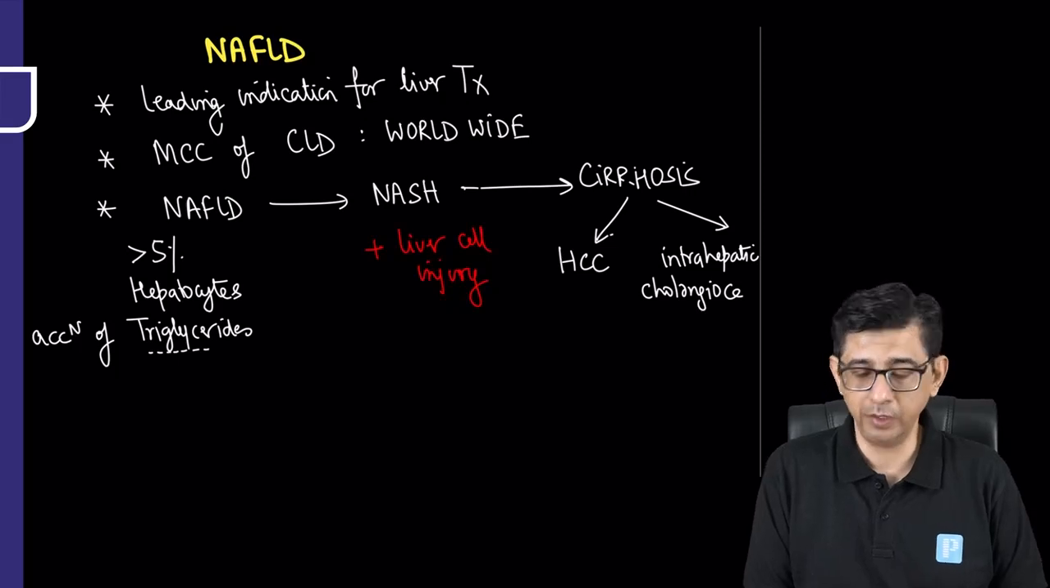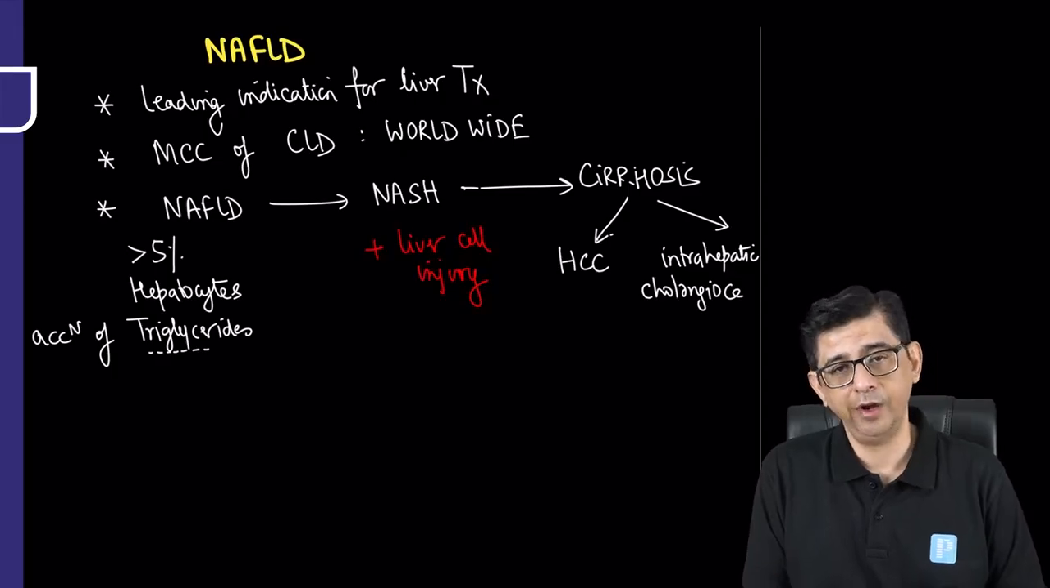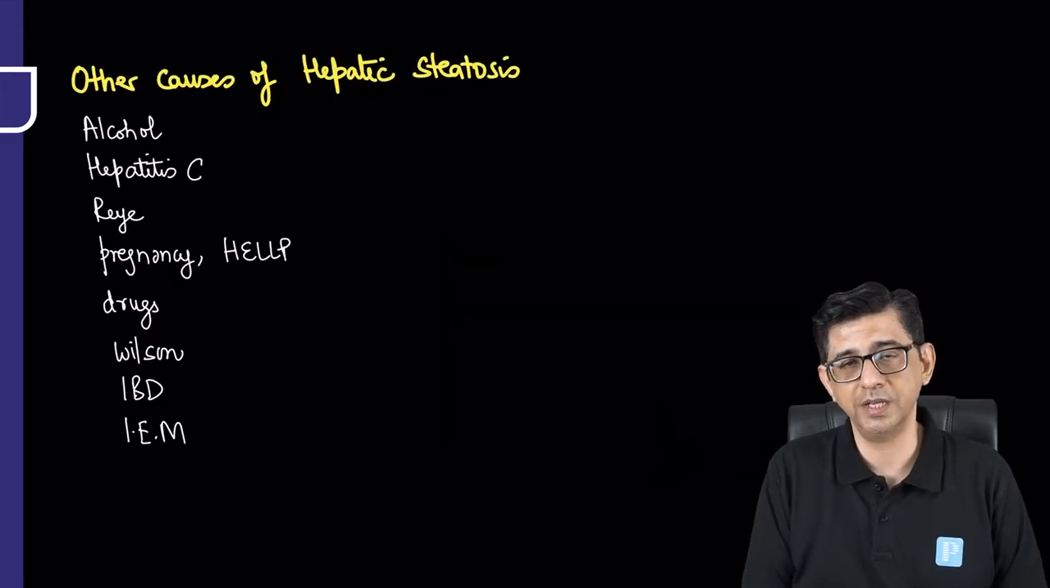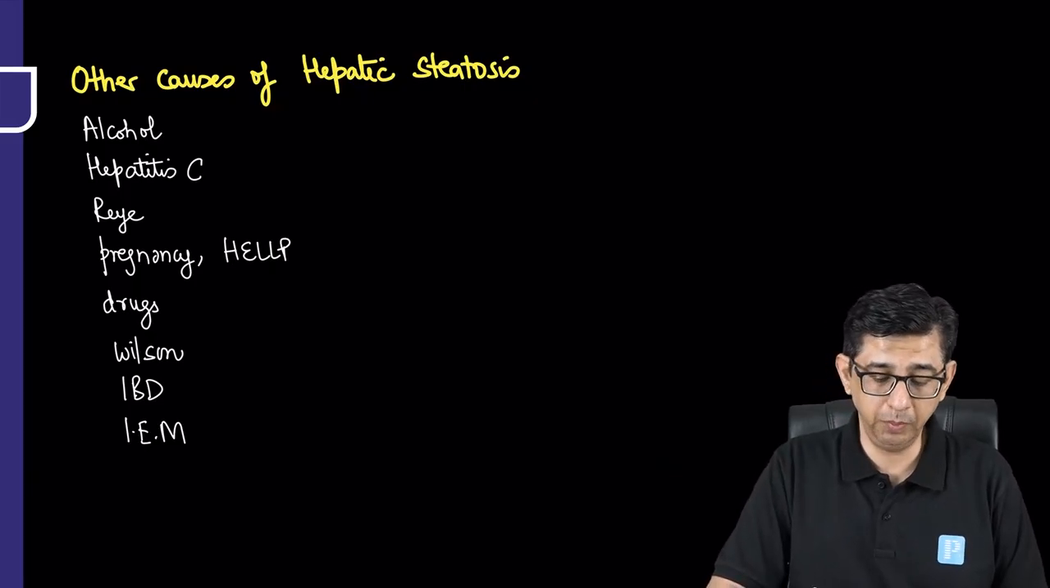And once the damage to hepatocytes occurs, the repair system will come in the form of hepatic stellate cells, and that is when liver cirrhosis will start developing in the patient. Now let's look at a couple of other causes of hepatic steatosis as well. One is obviously alcohol, then can be hepatitis C, which should be remembered for exam. Then there is Reye's syndrome.